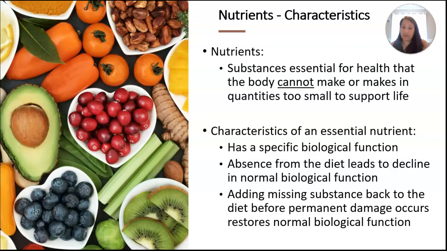Essential nutrients have this set of characteristics. They have a specific function inside of our bodies. We call it the biological function. If we were to remove that essential nutrient from our diet, we would see a decline in health, a decline in normal biological function. If we were to then add that substance back into our diet before permanent damage occurs, we would see that biological function restored. Okay, so again, essential nutrients play a specific role in our bodies.